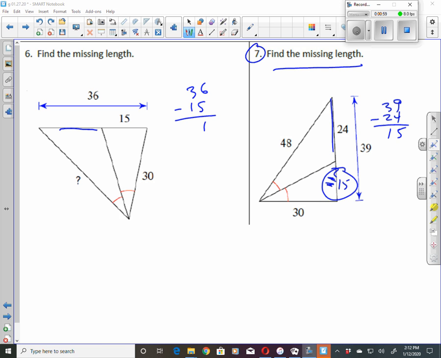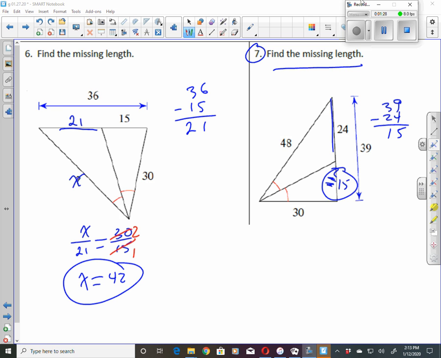All right, so going back to number 6, we're still missing this length, but we know 36 minus 15, right, gives us 21. So this is 21. And now I can set up my proportion and say, let's call this x. x over 21 equals 30 over 15. And by all means, we should always reduce if we can, once and twice. Now our cross products are just that much easier. x is equal to 42, and we're done.